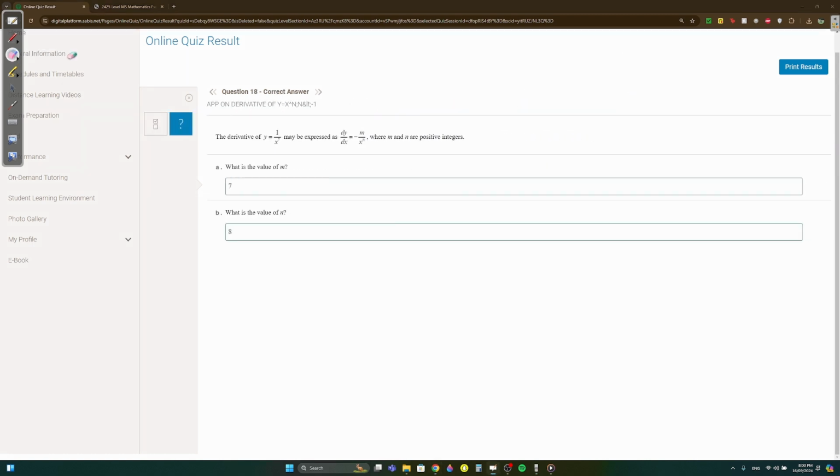Question 18. The derivative of this may be expressed as this. We want to derive y equals 1 over x to the power 7. Can we derive? No. We have to first change the denominator. We're not allowed to have a denominator, so it becomes x to the power of negative 7. After you write this, it's ready for derivation. So you write y prime equals negative 7x to the power of negative 8.